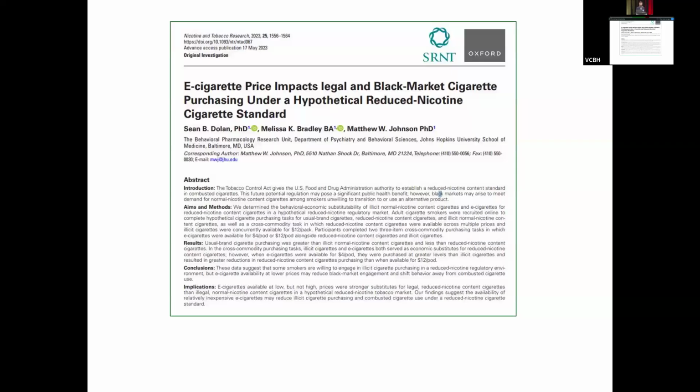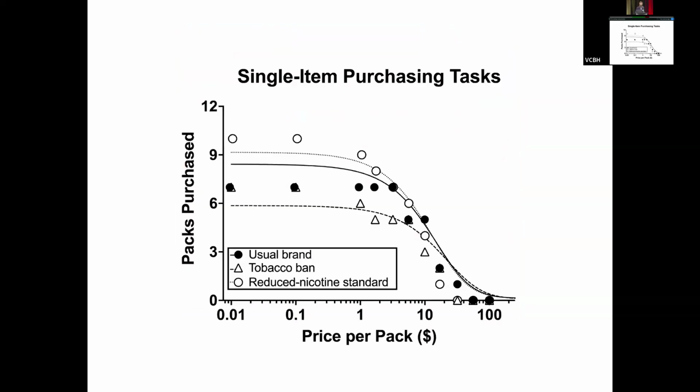So very quickly, with a couple of minutes left, I'll show you just one example from our lab where we've applied these hypothetical purchasing task techniques. This also has some relationship with the nicotine reduction mandate idea. In this case, we asked the question of how people would respond to black market cigarettes in the context of a reduced nicotine mandate. And I'll jump to the results here. Same situation, where they're responding with how much they would consume at these various prices for these various products.